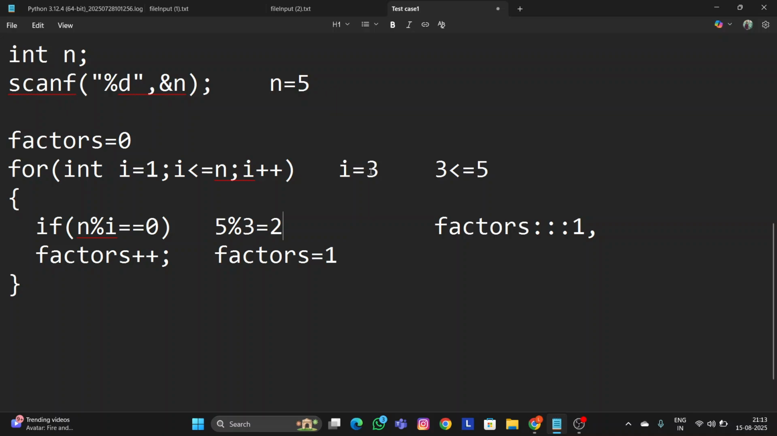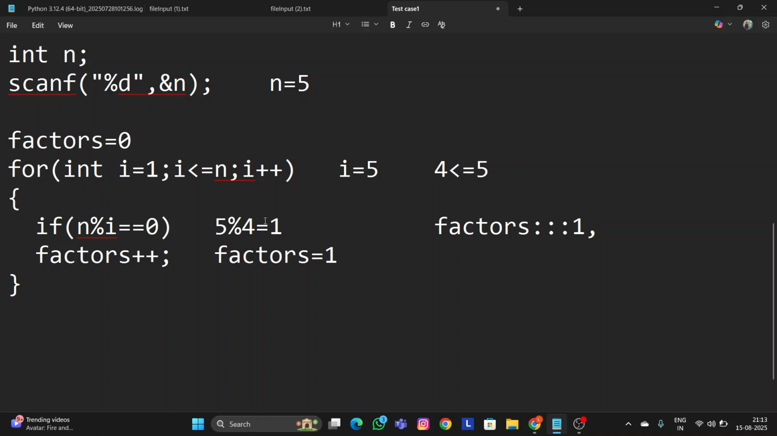Then i becomes 4. I will check the condition, 4 less than or equal to 5, this condition is true. So I will enter the loop again and check with 5. 5 modulo 4, what is the value? 5 modulo 4 means the remainder is 1, so it is not equal to 0. So 4 is not a factor of 5. I am skipping this statement and I will increment the i value.